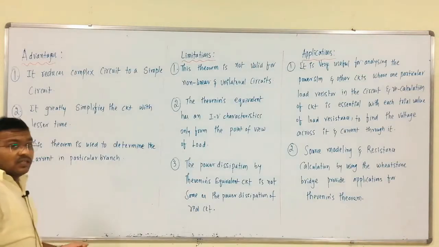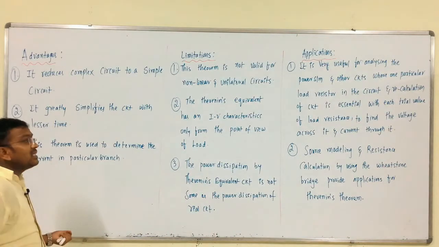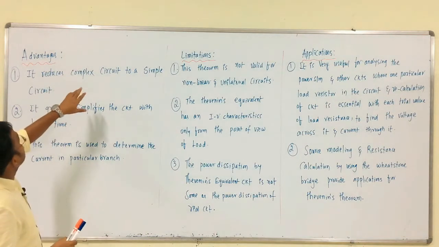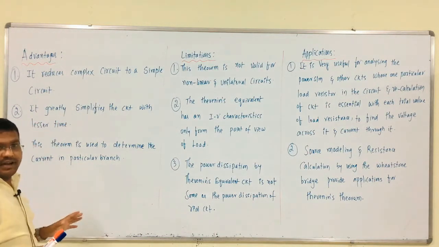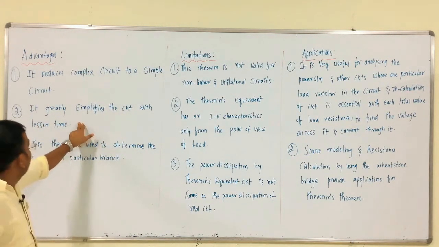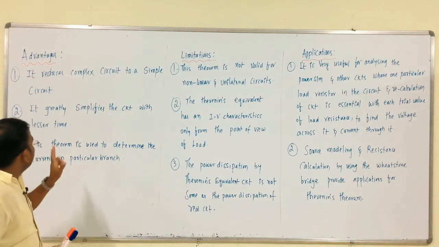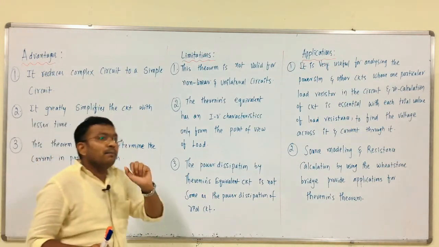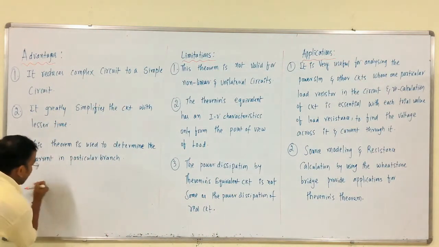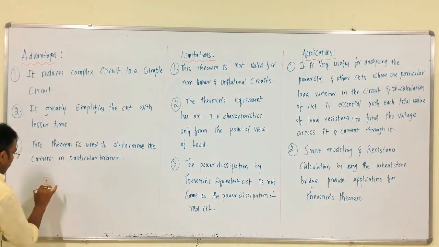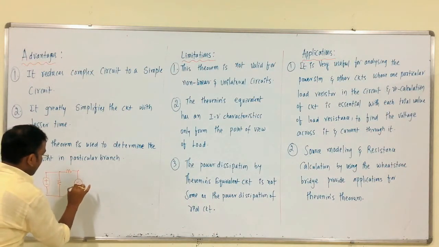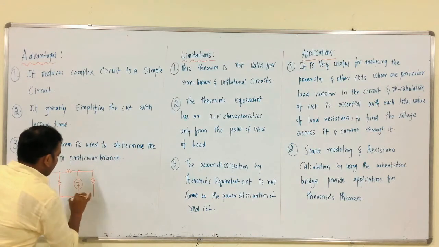Let us discuss the advantages, limitations and applications of Thevenin's theorem. So, first one, advantages: it reduces a complex circuit to a simple circuit, right. Then it greatly simplifies the circuit with lesser time. This theorem is used to determine the current in only a particular branch. So, for these 3 points, here I am considering one example. For example, we have a voltage source, a current source, again a voltage source, and we have a branch, right.